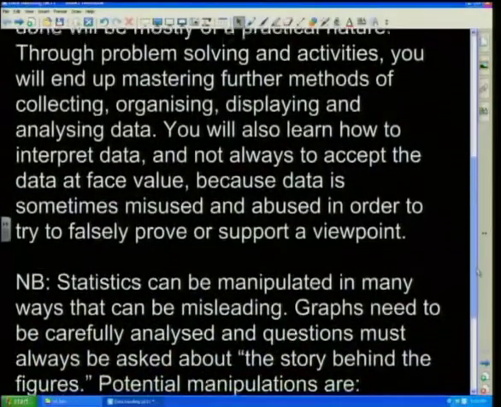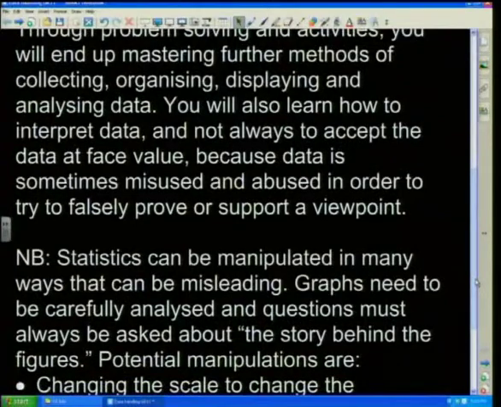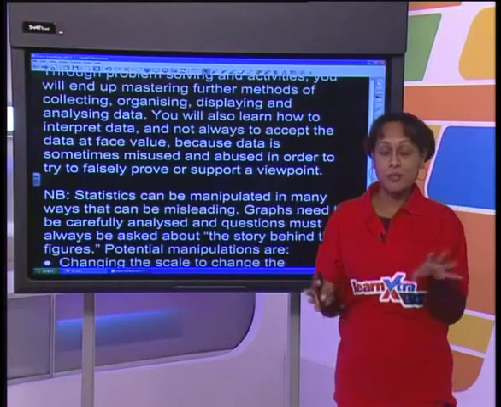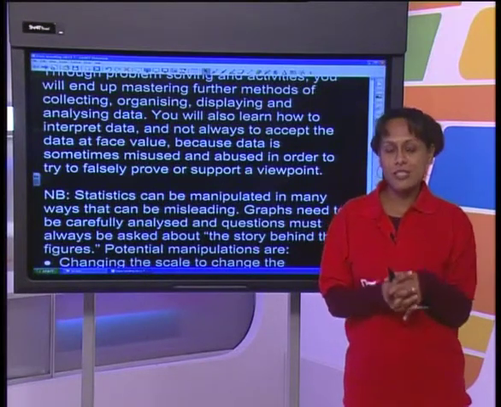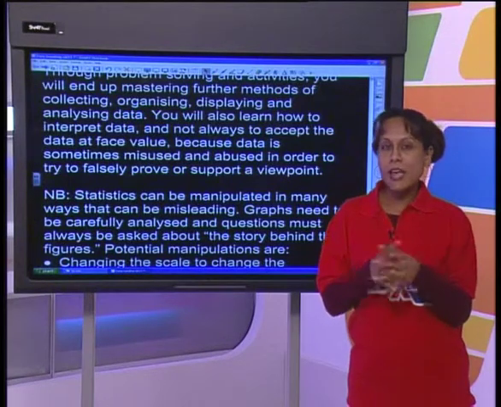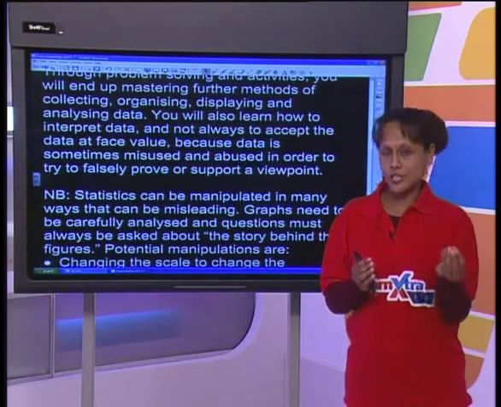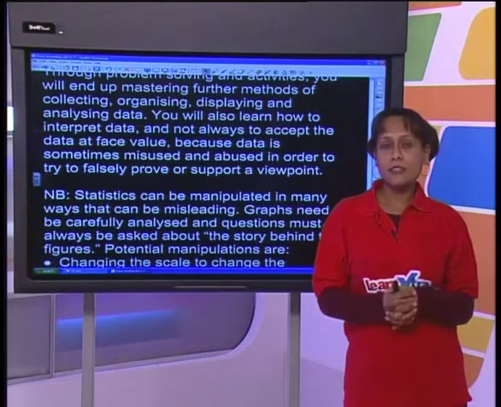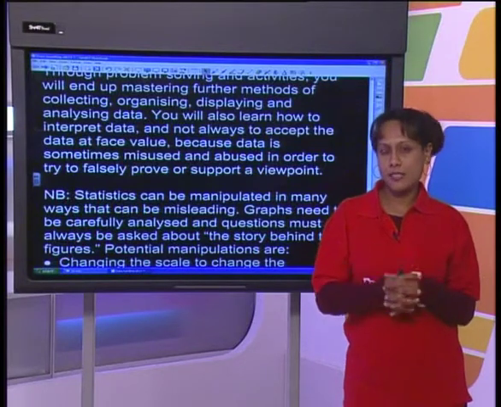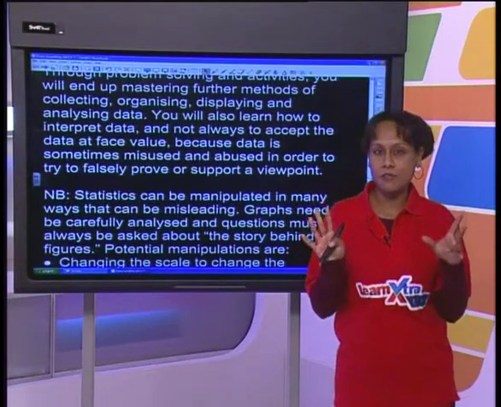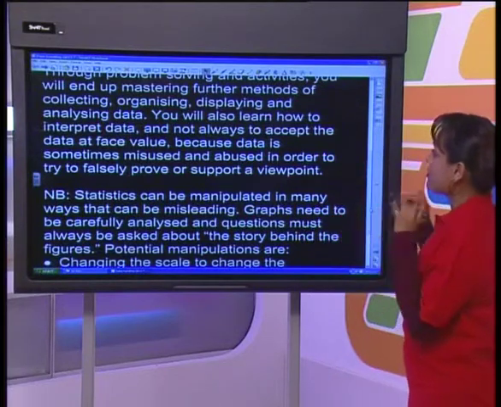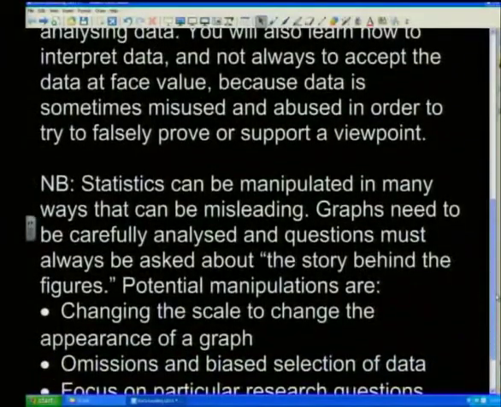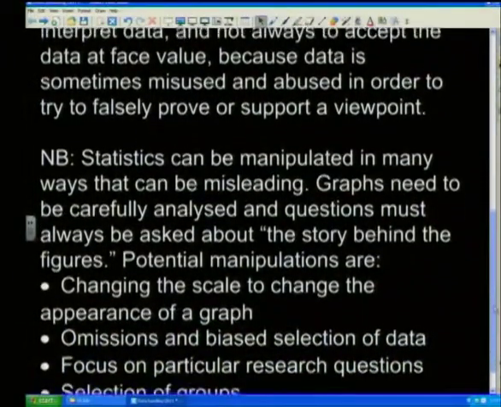You're also going to learn how to interpret this data, and very, very important, guys, is do not always accept what you are given at face value, okay? Because this is one of those sections that can really be manipulated, and people can really show you things that they want you to see. So it might not be a true representation of what's going on in the world, and so you've got to be really careful when you interpret statistics, okay? Don't just take everything as a given. So an important point here is do not accept everything at face value, because the data can sometimes be abused and really falsely prove or support a viewpoint.